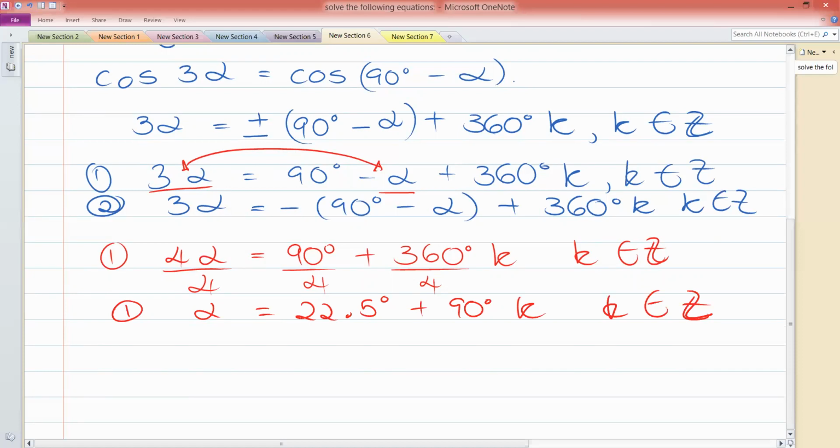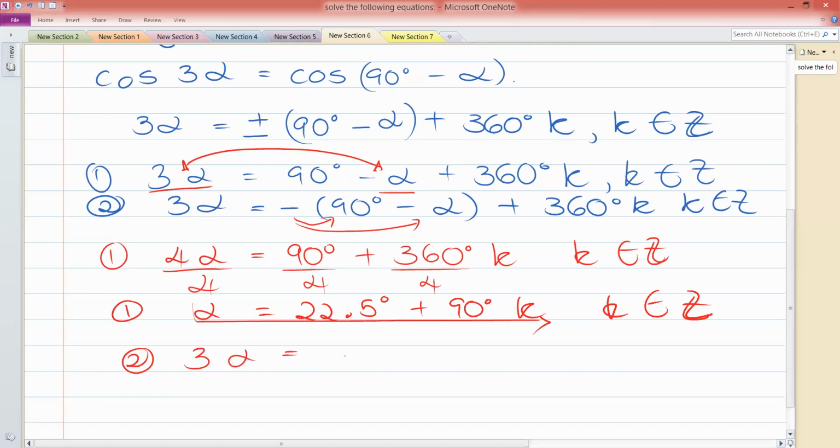So this is the first general solution. Now we're going to go on to the second one. Same process. For this one, what's important is you have to distribute that negative sign into each one of these terms.